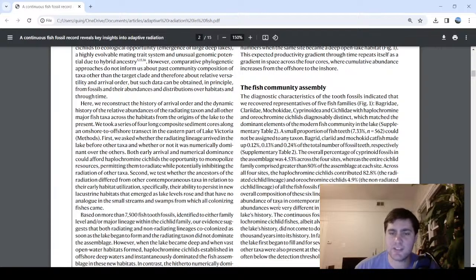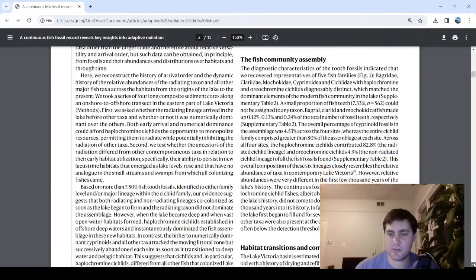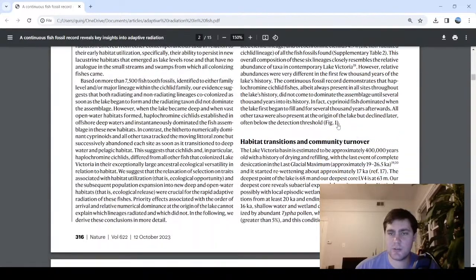However, relative abundances were very different in the first few thousand years of the lake's history. The continuous fossil record demonstrates that the haplochromine cichlid fishes, albeit always present in the sites throughout the lake's history, did not come to dominate the assemblage until several thousand years into its history. In fact, the cyprinoid fish dominated when the lake began to fill. For several thousand years afterwards, all other taxa were also present at the origin of the lake but declined later, often below the detection threshold. So let's look at figure 1.